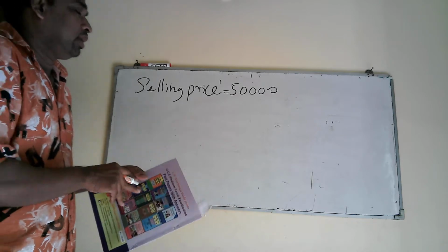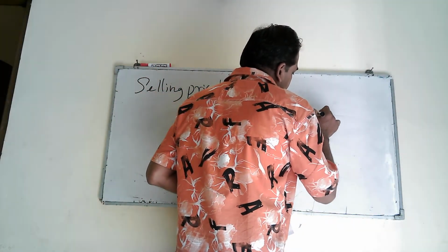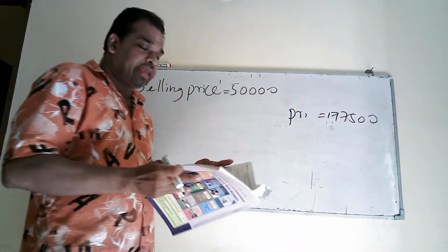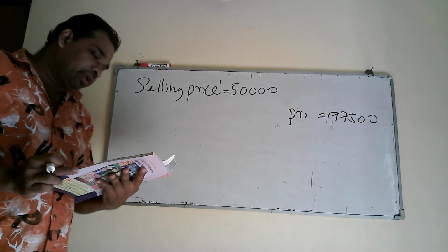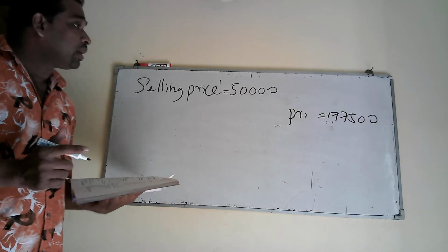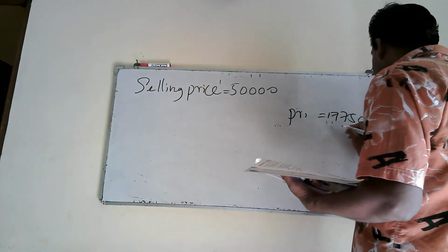Here we got prime cost equal to 177,500. Then we are given rent of carpenter's shop 20,000. Then we can just add rent of carpenter's shop.